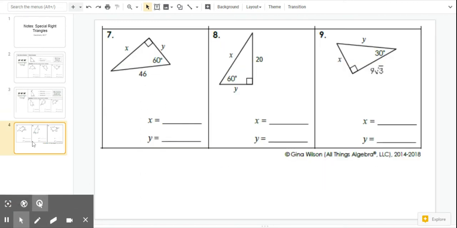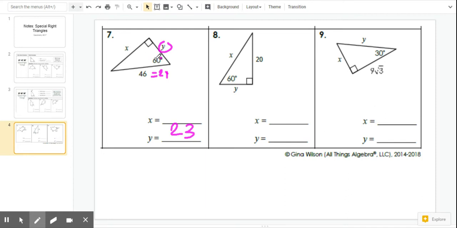We have 3 more examples for 30, 60, 90 triangles. So number 7, they give us the hypotenuse again. Like I said before, the easiest thing to find is the shorter side. In this case, the shorter leg is Y. So 46 equals 2Y. To get Y alone, we divide 46 by 2 and we get 23. To find X, X is the longer side because it's across from 60. It's the longer leg. So that is just going to be 23 times the square root of 3. And that's it for that one.